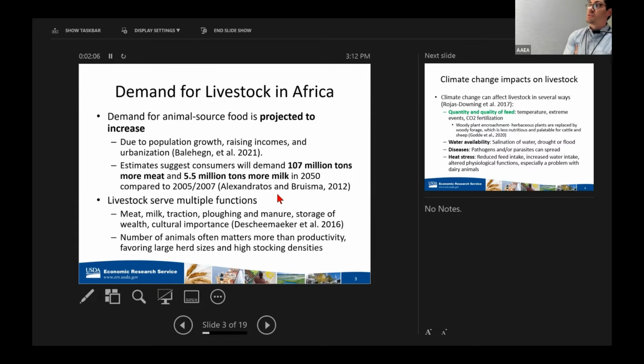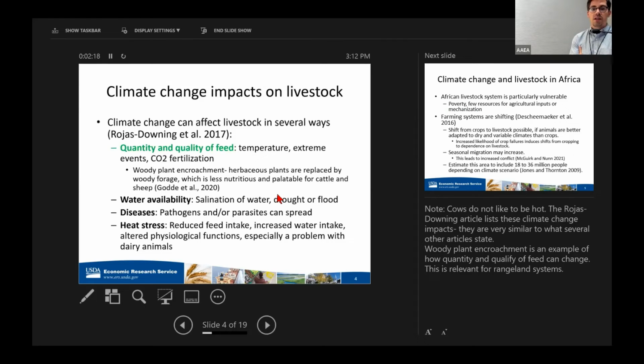And so this is a really important characteristic and setting for understanding the potential implications of climate change on livestock. There's a variety of different mechanisms through which climate change could influence livestock. The one that we're going to focus on today is the quantity and quality of feed. That's dependent on temperature and extreme weather events.